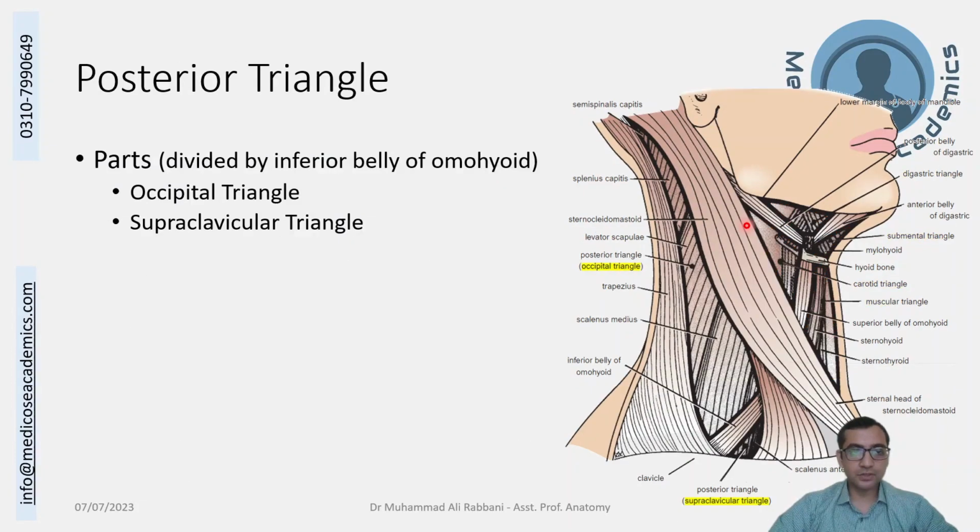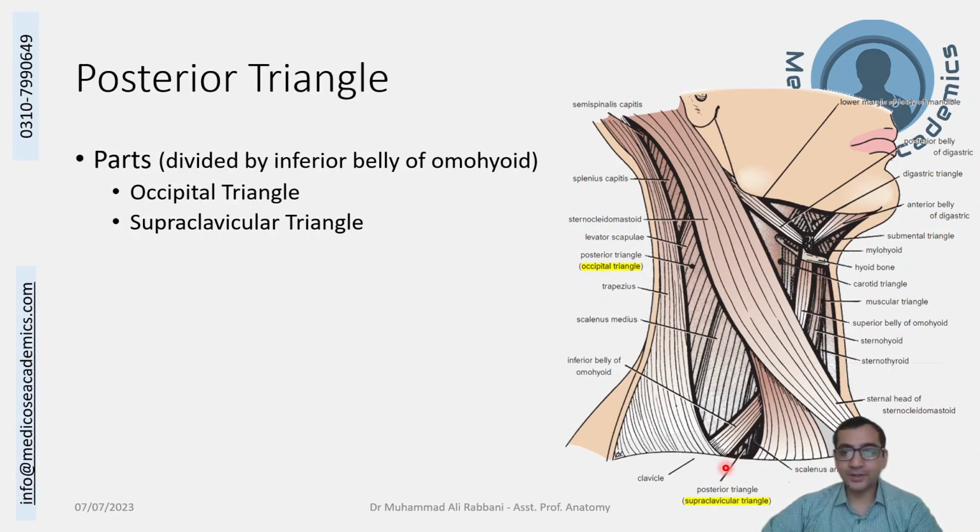So we are done with the muscular triangle. Then there is the posterior triangle. The posterior triangle has two important questions. First, the boundaries. Overall, the posterior triangle has anteriorly sternocleidomastoid, posteriorly trapezius, and inferiorly the clavicle.